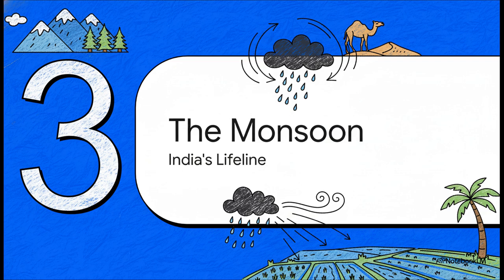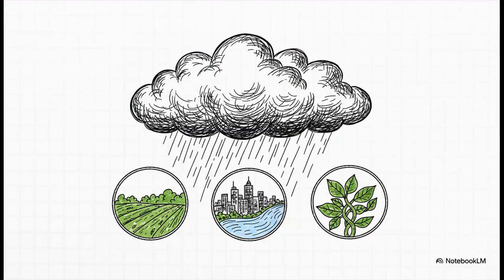Okay, now it's time to talk about the real superstar of India's climate, the one thing that our farmers, our rivers, and our entire country waits for every single year. You guessed it, we're talking about the monsoon. Yes, it's the star player, the Badshah of the Indian climate, the monsoon. It's our lifeline. So understanding how it works is very, very important for all of us.